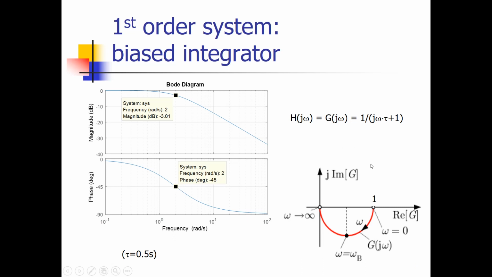More information about the Nyquist plot is explained in the video about Nyquist plots. But summarized, we can see that the amplitude for low frequencies, omega is 0, is 1 and the phase is 0. This can also be seen from the Bode plot. For high frequencies, we have seen that the amplitude goes to 0 and the phase goes to minus 90 degrees.